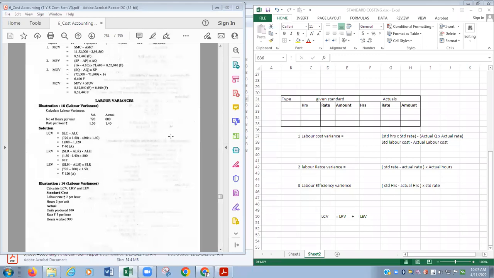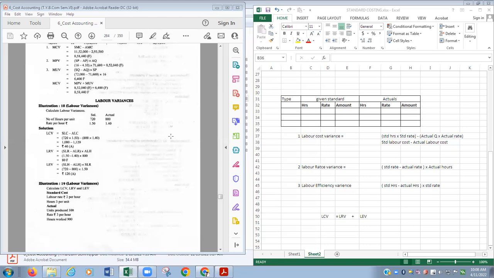Let us read the sum. Calculate labor variance. We are given the number of hours per unit, meaning to produce 1 unit, standard hours required are 720. So instead of quantity and price, as in material cost variance, in labor variance we will have hours and rate.